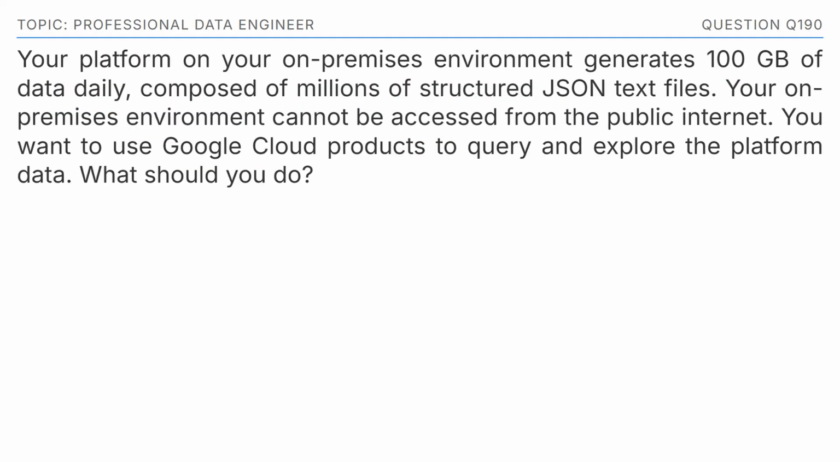Your platform in your on-premises environment generates 100 gigabytes of data daily, composed of millions of structured JSON text files. Your on-premises environment cannot be accessed from the public internet. You want to use Google Cloud products to query and explore the platform data. What should you do?